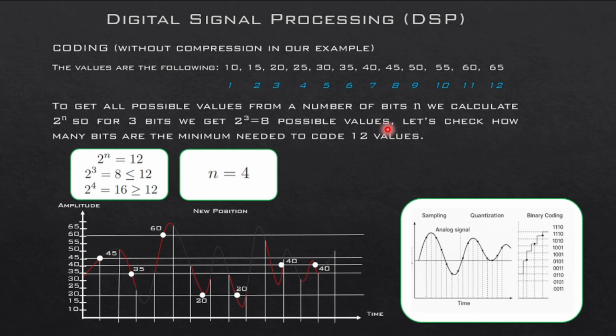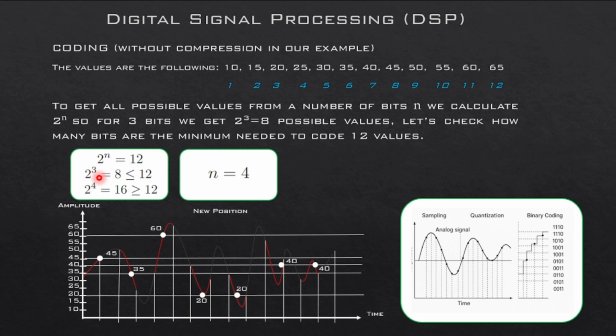All right, let's check now how many bits are the minimum needed to code these 12 values that we have. So 2 to the power of n is equal to 12 values. How many bits should we have at least to code 12 values as a minimum? It's not necessarily exactly 12. You may still have an excess.